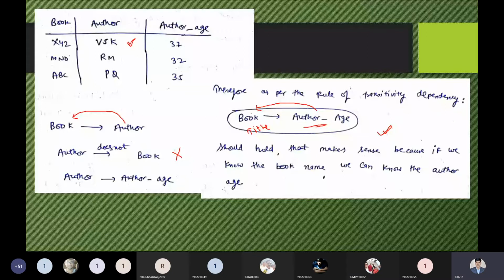Thank you. So, is it clear to all about these types of functional dependency? Any doubt so far? No doubt. So I'm just moving to this exercise.